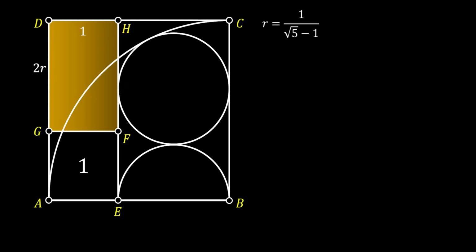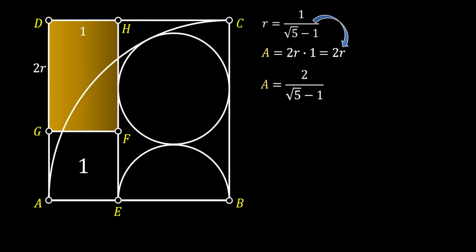Alright, so now remember we are looking for the area of our golden rectangle GFHD. And the area of this rectangle equals the product of its base and the height. In our case, this is 2r times 1, which equals 2r. Now we're just going to substitute the value of r, and we will get that this area is 2 over the quantity square root of 5 minus 1.